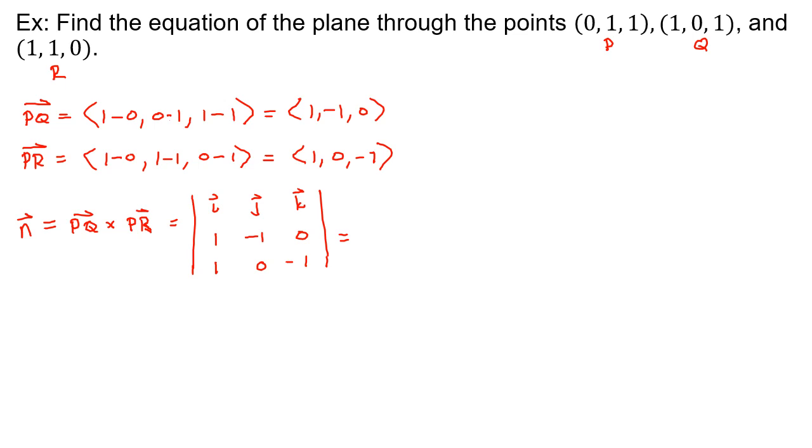So your i would be using the determinant of -1, 0, 0, -1. Your j would be using 1, 0, 1, -1. Oh, sorry, I read the wrong line there for a moment. J uses 1, 0, 1, -1. And k would use 1, -1, 1, 0.